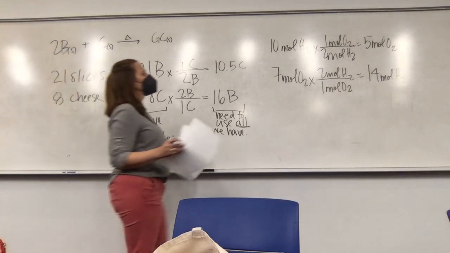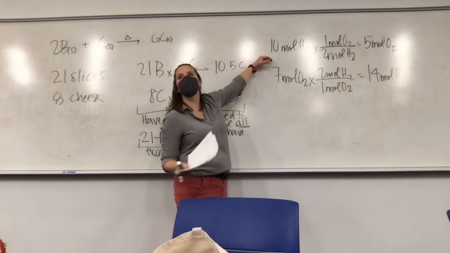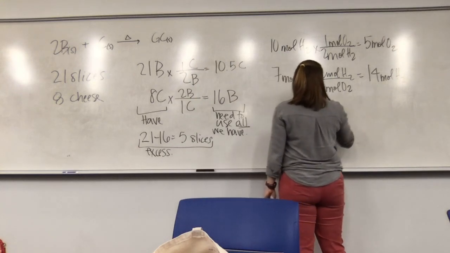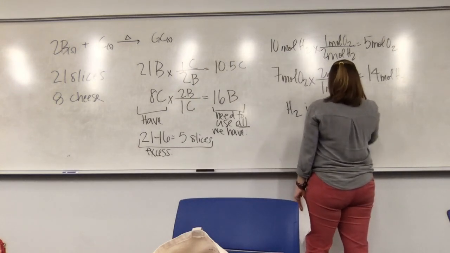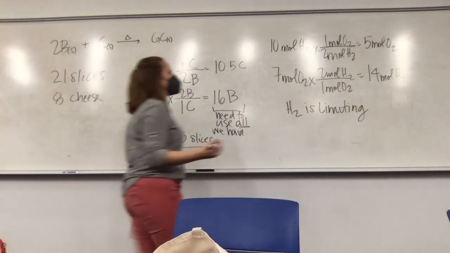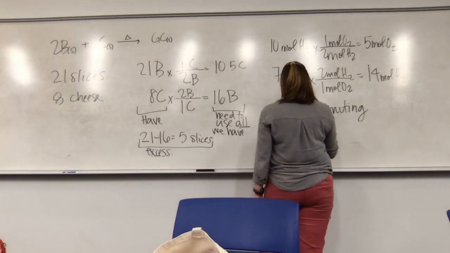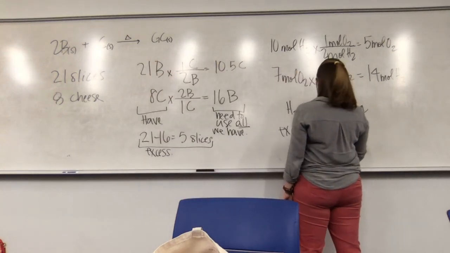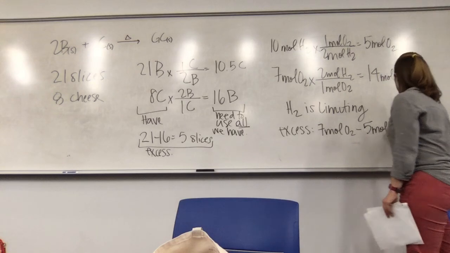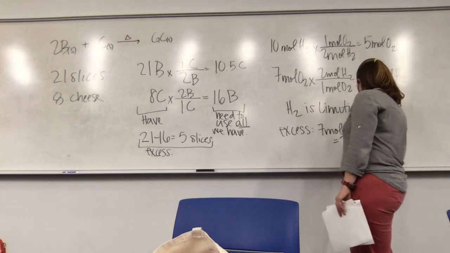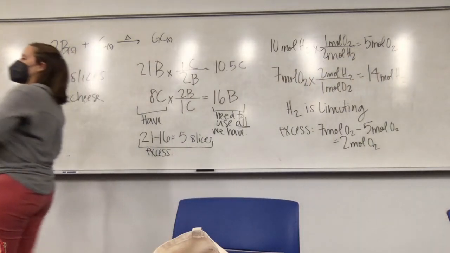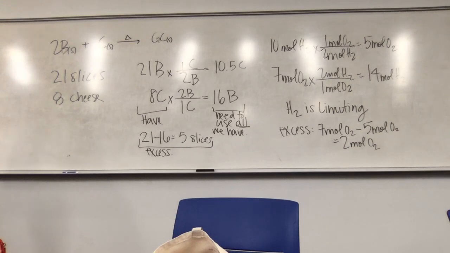So in this case, the H2 being the limiting reactant is true. So H2 is limiting because we're going to run out of it first. So the excess is the amount of the O2 that we started with, 7 moles of O2 minus 5 moles of O2, which gives you 2 moles of O2. Questions about this calculation?